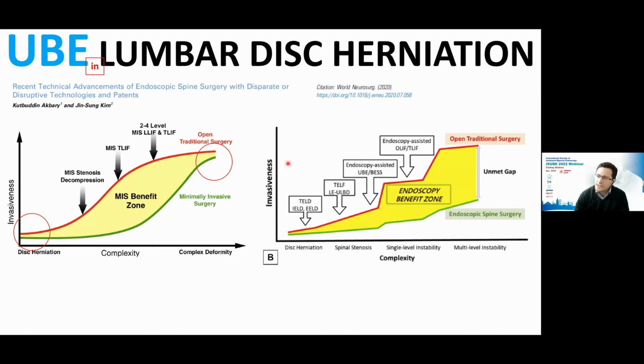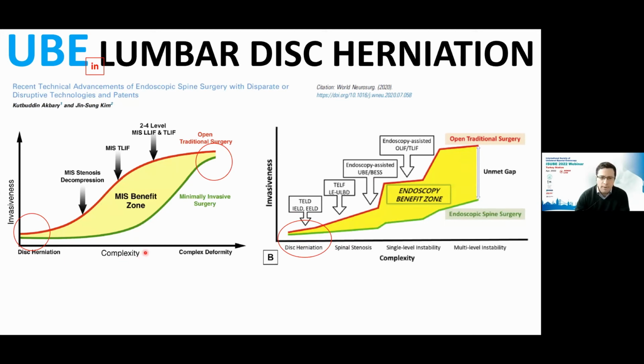So if you see in the right graphic, designed by Jin-Sun Kim, for me one of the fathers of full endoscopic surgery, we still see little difference between open traditional surgery and endoscopic surgery. But this difference started to be maintained, and even when we increase the complexity, it still widens the gap. So maybe endoscopic surgery starts to change the rules and the opportunity for all our patients.